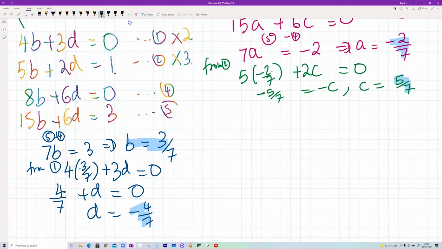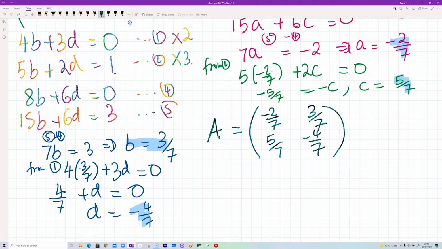Now we can write our matrix A. A was -2/7, B was 3/7, C was 5/7, and D was -4/7. I hope you enjoyed this session, and bye for now.